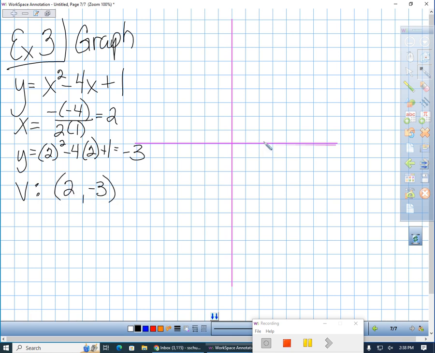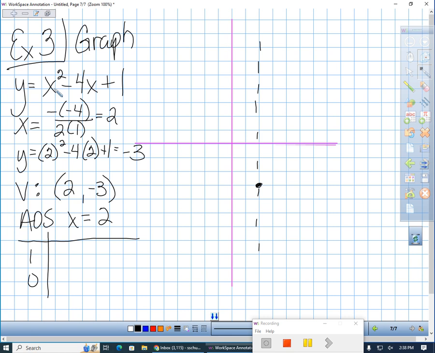So I'm going to go over 2 and down 1, 2, 3. Here's my vertex. My axis of symmetry is at x equals 2. That's where I have that dashed line right through that. Now, just like yesterday, I picked 2 points, preferably going into the direction of the y-axis. So I'm going to pick 1 and 0.